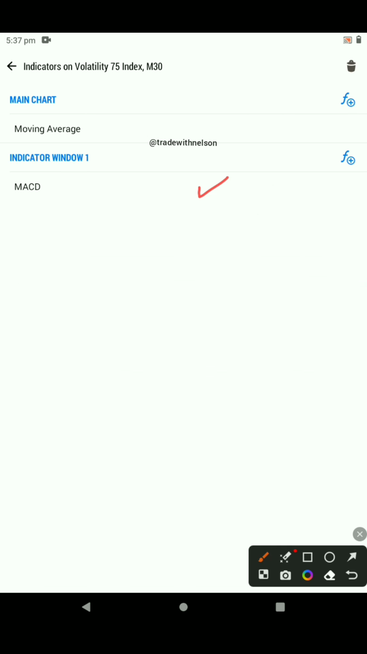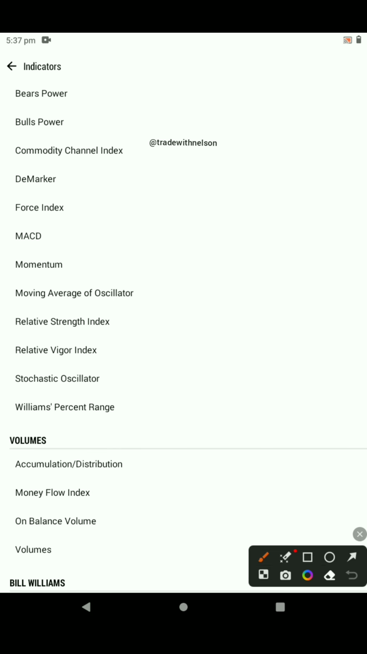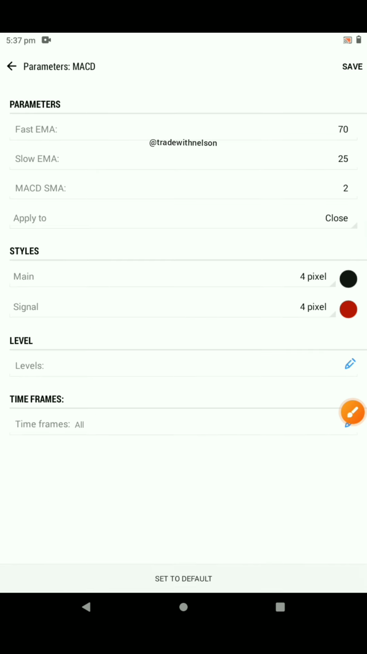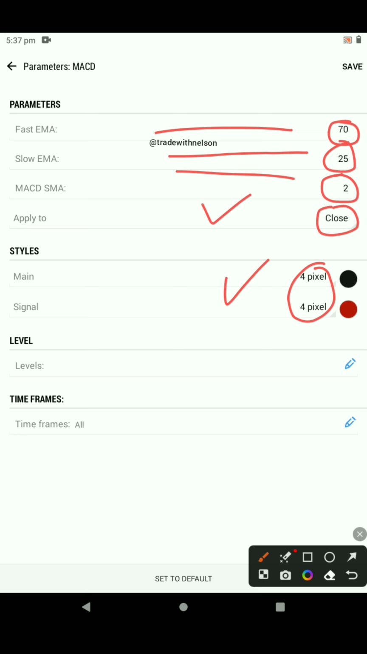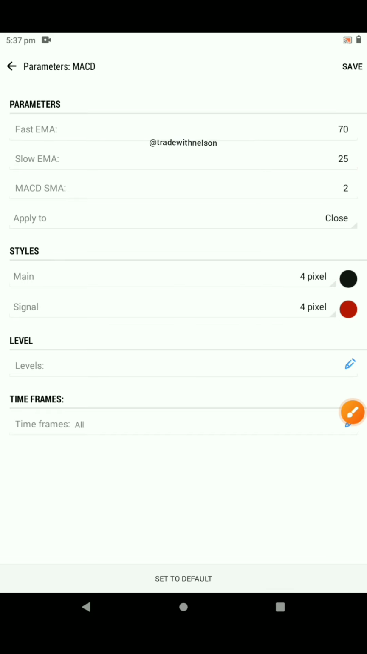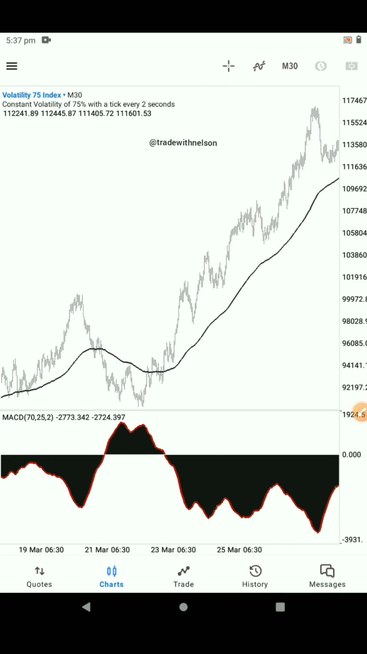The second indicator, MACD. To select that, click on the F icon on the main chart. Scroll down a bit. MACD, click on that. Make your fast EMA to be 70, slow EMA to be 25, MACD SMA to be 2, apply to close. For the styles, make it 4 pixel and select a color of your choice. After that, click on save. So if you follow my settings correctly, your chart should look exactly as what you see over here.